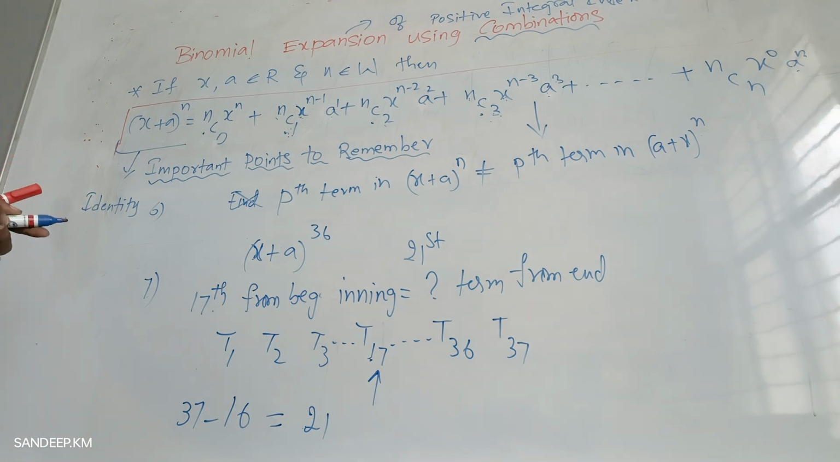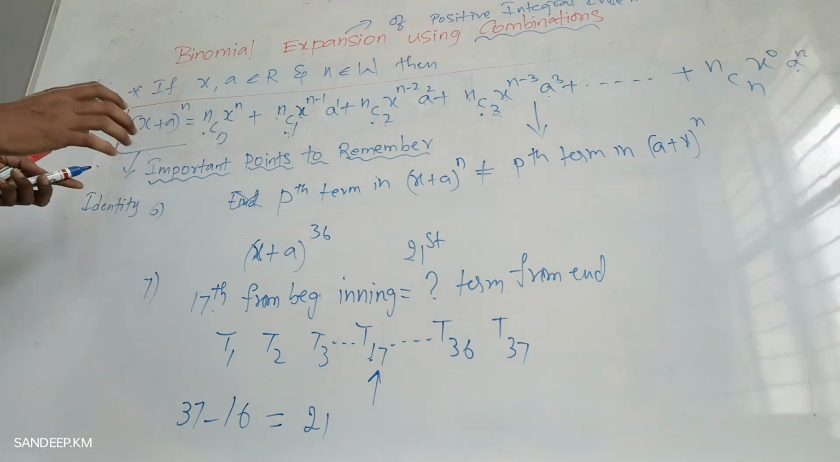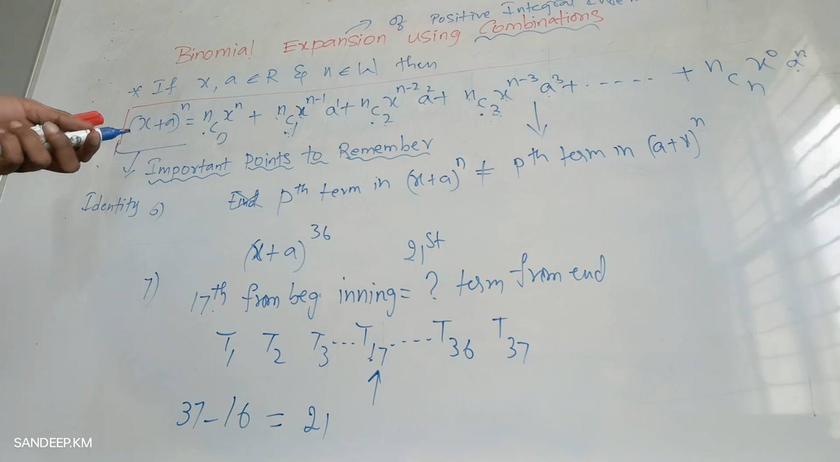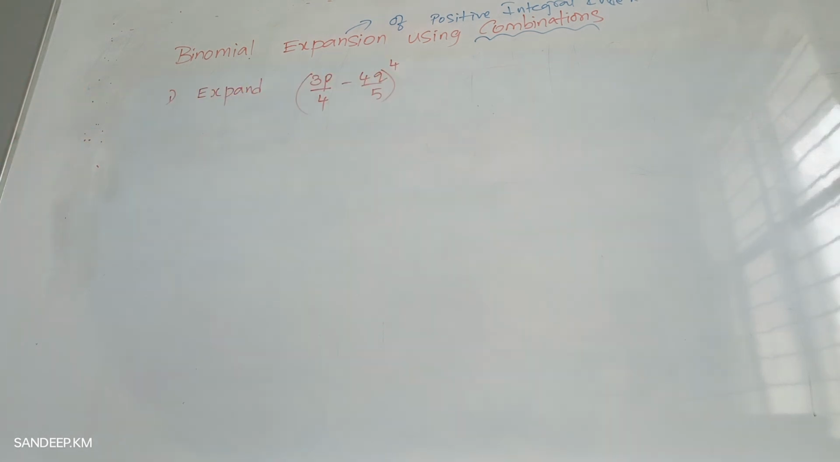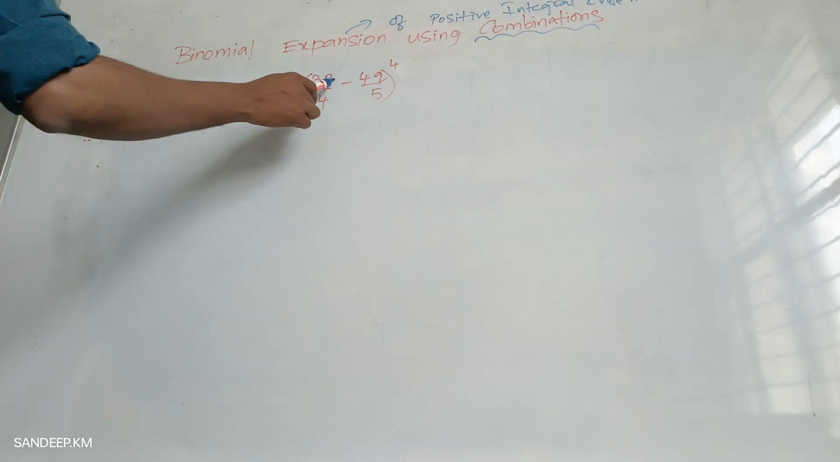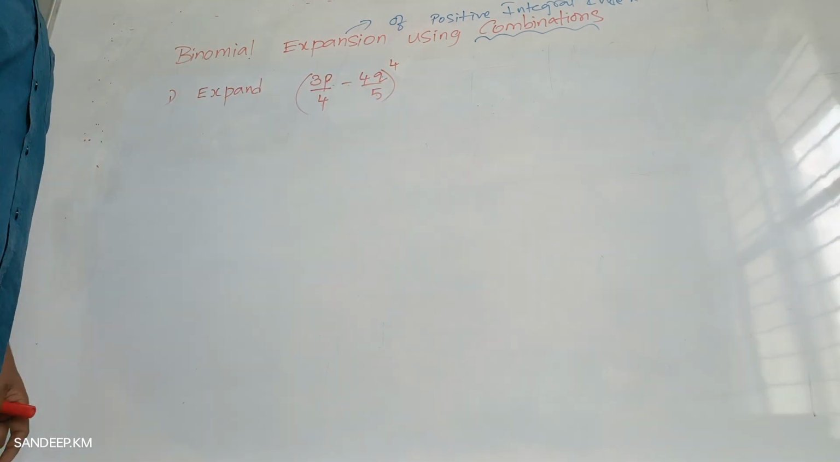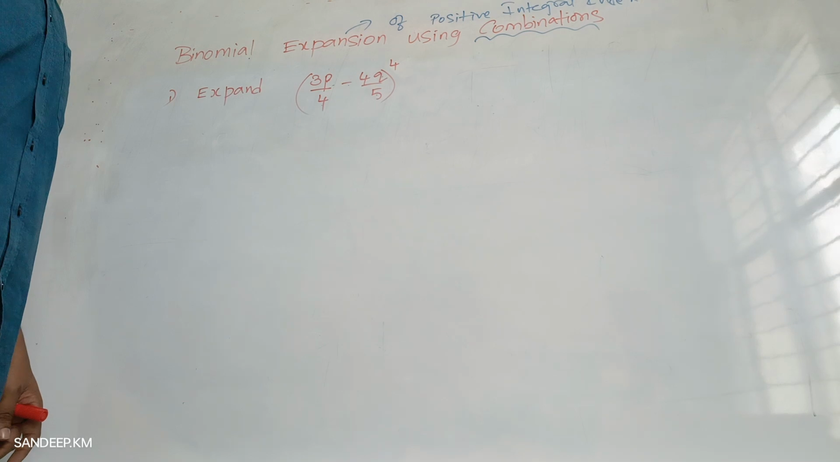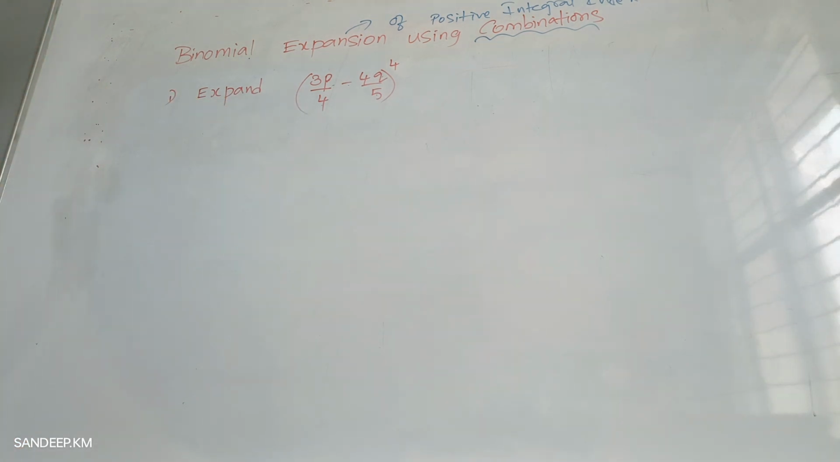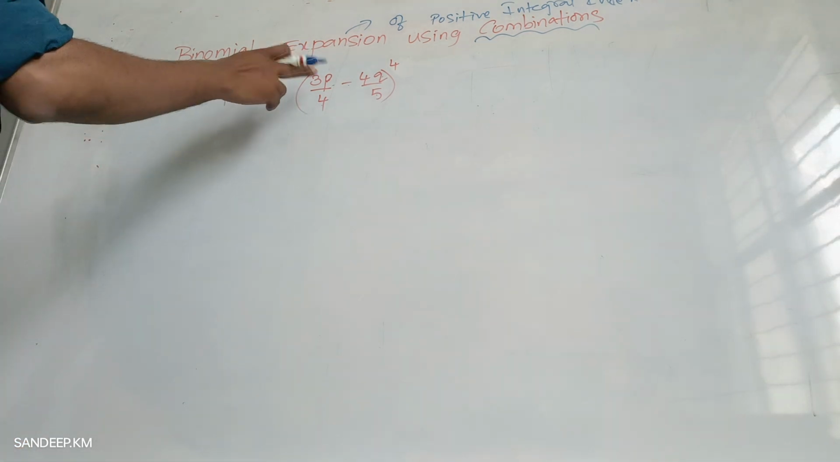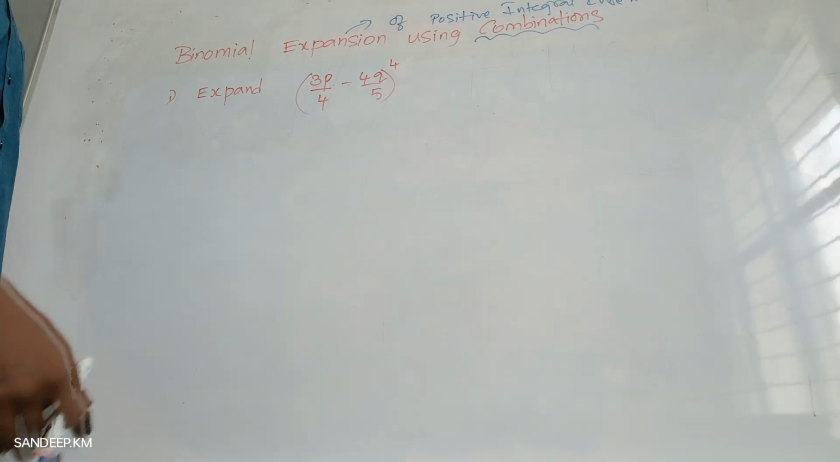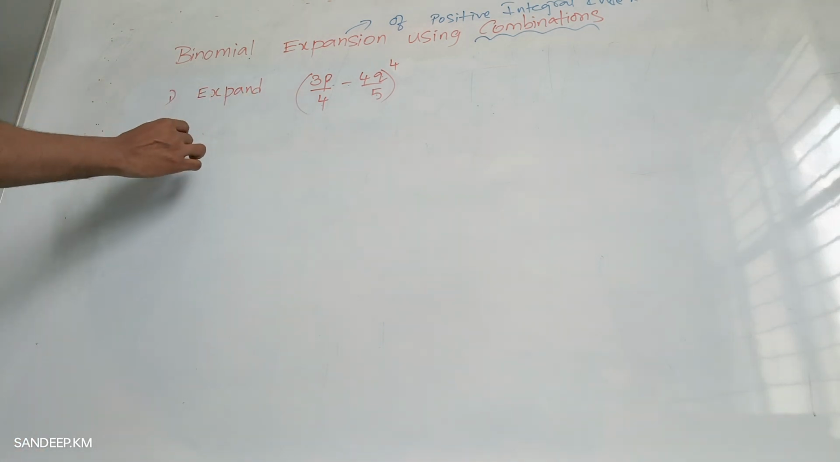So now, based on the concept I have discussed, let us discuss some basic problems. Here is our first basic question. Expand (3p by 4 minus 4q by 5) whole power 4. It can be plus or minus, it doesn't matter. So what is this expansion? Let us see. The expansion of (3p by 4 minus 4q by 5) whole power 4 using binomial expansion.